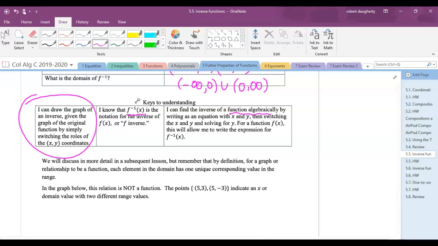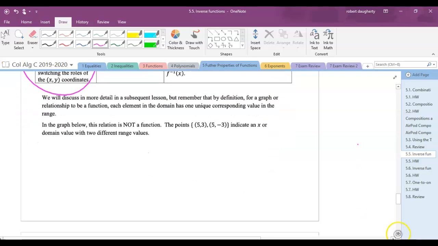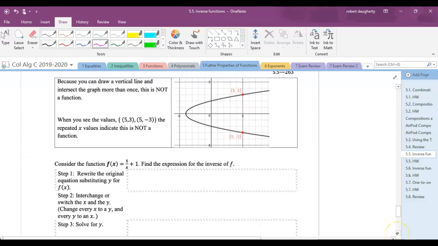Okay. So let's talk about things that are functions or not. We'll talk a little bit about this more in subsequent lessons, but you should have learned that to tell if something is a function, there's something called a vertical line test. If I look at this graph, I can draw vertical lines and it hits my graph in more than one place. So it tells me this is not a function, because I just picked a point here. You've got (5, 3) and (5, -3). So you're plugging in a 5 and you're getting 2 different values back. So this is not a function.